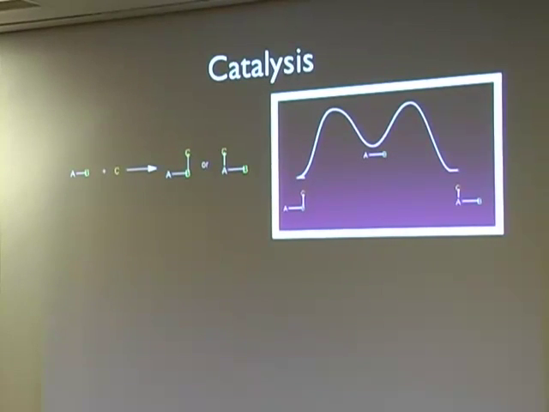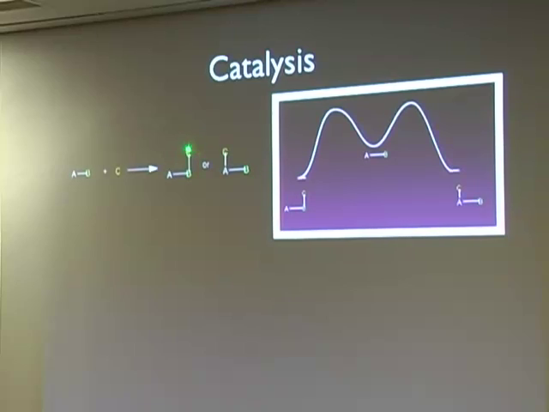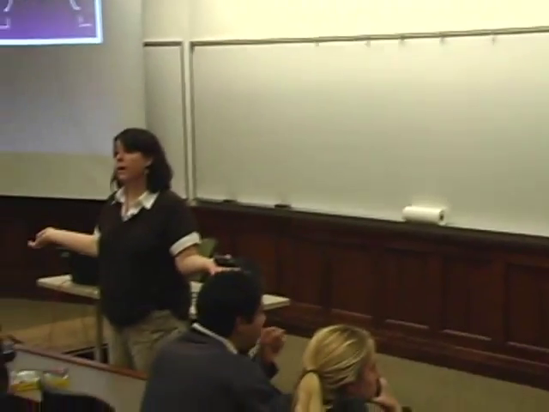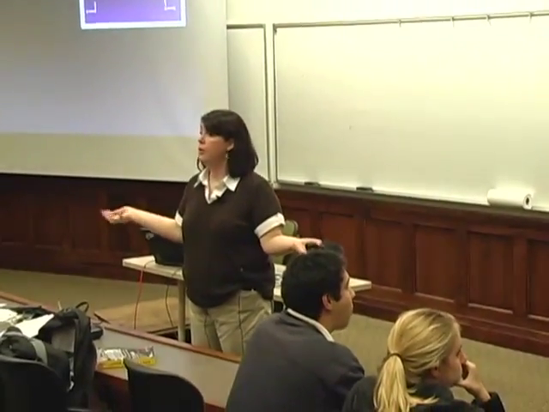So in the absence of any catalyst, let's say that C has an equal opportunity to either bond to B or bond to A, and there's equal energy barriers getting to each, which means that you have a 50-50 chance of forming one product or the other, right? There's no way to discriminate between the two.